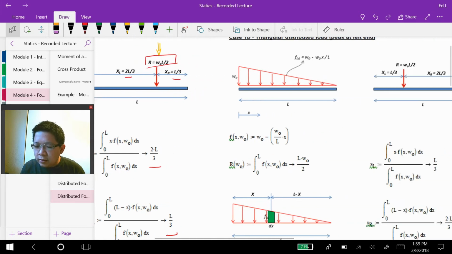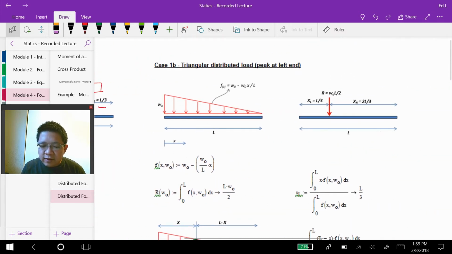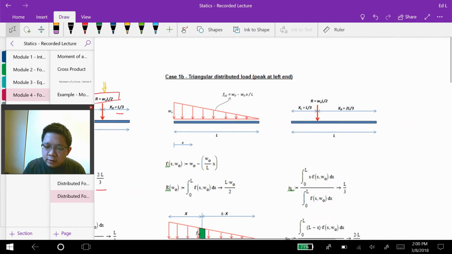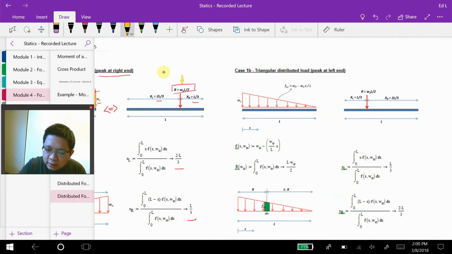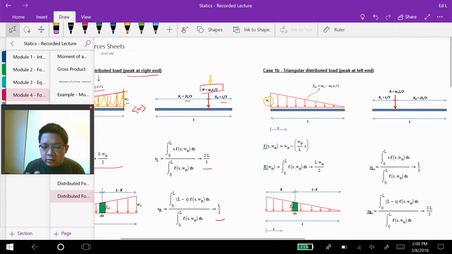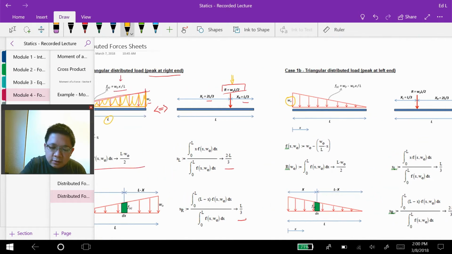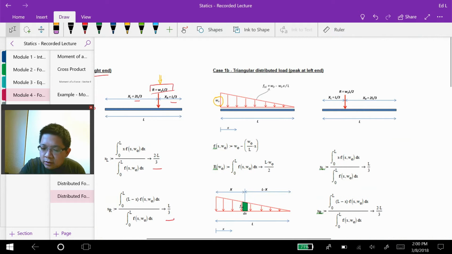a similar result you will obtain if I mirror the distributed force. So right now the peak is located at the left end of the beam instead of at the right end. Okay, so this is the function that describes the distribution of the distributed force, and you will obtain that R is still the area of the triangle, W naught L over 2, but however in here XL is L over 3 and XR is 2L over 3.